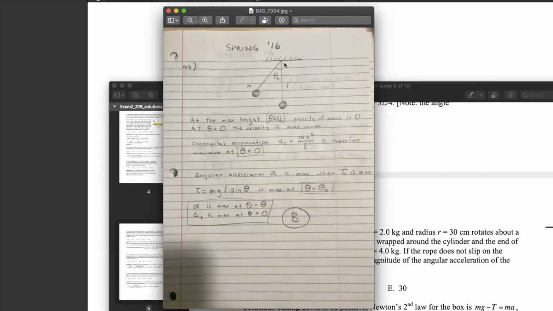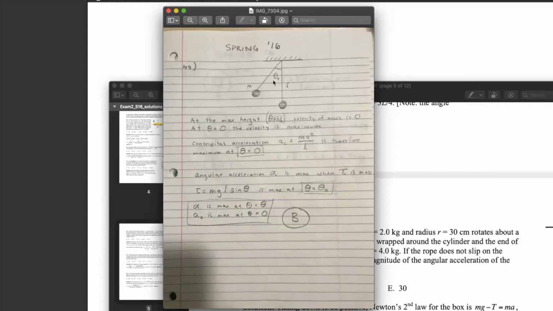So we have a mass on a wire, it's a pendulum, and we are asked basically at what point is the centripetal acceleration maximum, and at what point is the angular acceleration maximum. So the maximum height of this thing is where it's at theta naught. So when theta equals theta naught, we're at our maximum height. Now, what do we know about that? Well, if we're at our maximum height, then we are not moving.